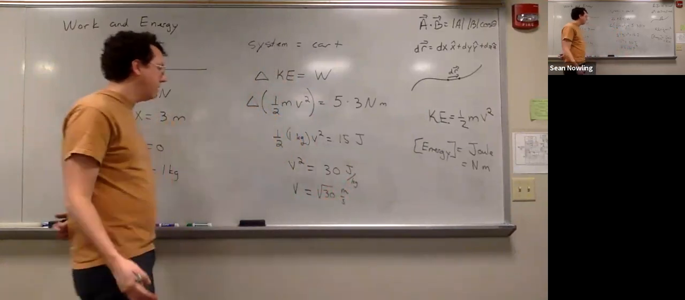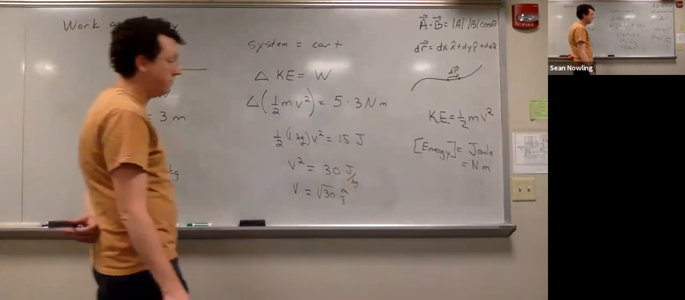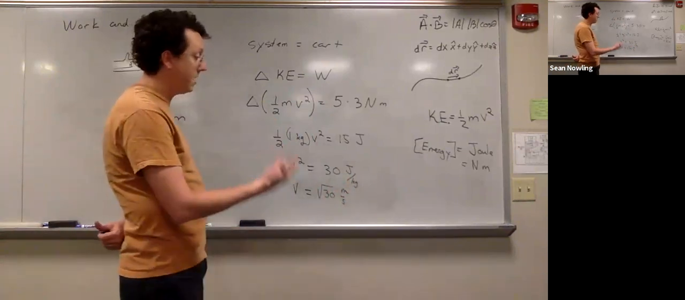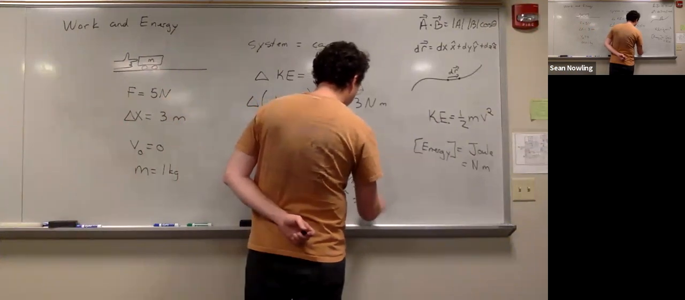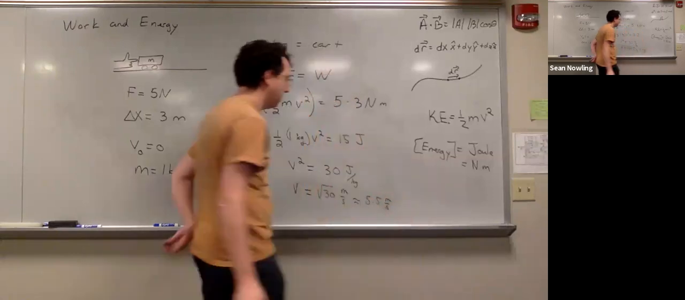I don't have a calculator right in my hand, but I know that the square root of 25 is 5, and the square root of 36 is 6, and we're pretty much halfway in the middle. So I'm going to estimate this to be 5.5 meters per second. And that's close enough. It's about right.